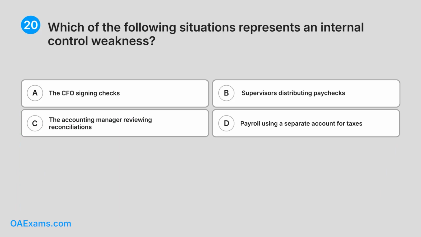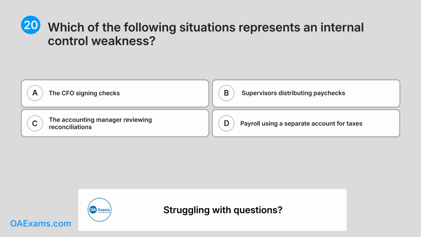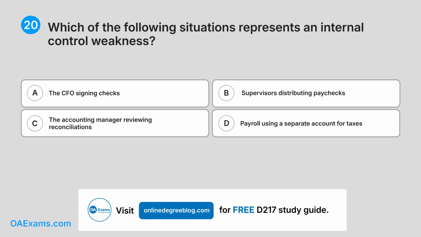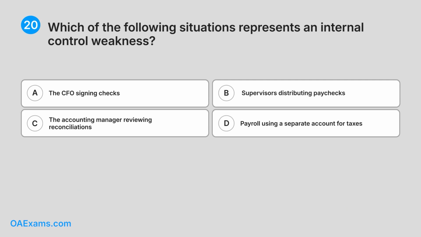20. Which of the following situations represents an internal control weakness? A. The CFO signing checks, B. Supervisors distributing paychecks, C. The accounting manager reviewing reconciliations, D. Payroll using a separate account for taxes. Do you know the answer?